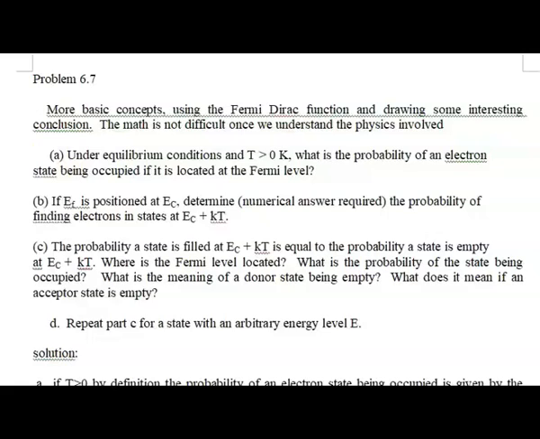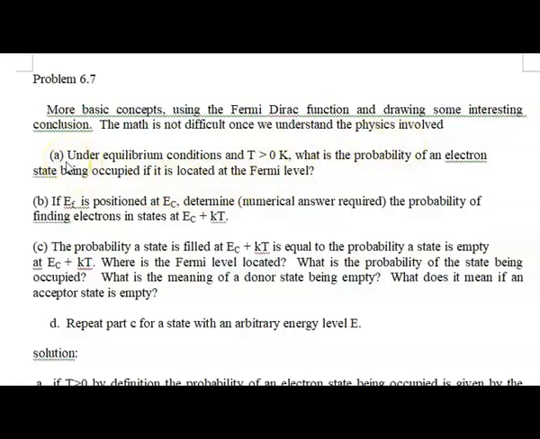Okay, let's move on to problem 6.7. These are more basic concepts in the sense that we're not dealing with 50 Kelvin or something really esoteric. We'll just be using the Fermi-Dirac function and doing some relatively straightforward calculations and drawing some hopefully interesting conclusions. Maybe not so interesting, but we'll see. The math is not very difficult, but the physics can be a little bit tricky.